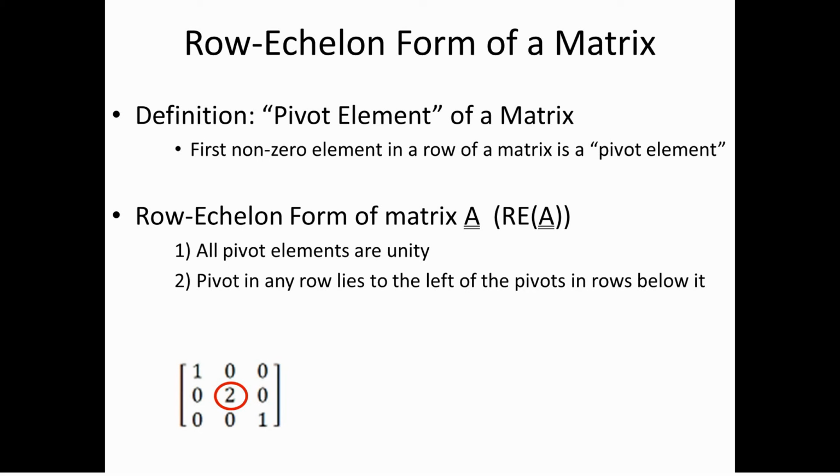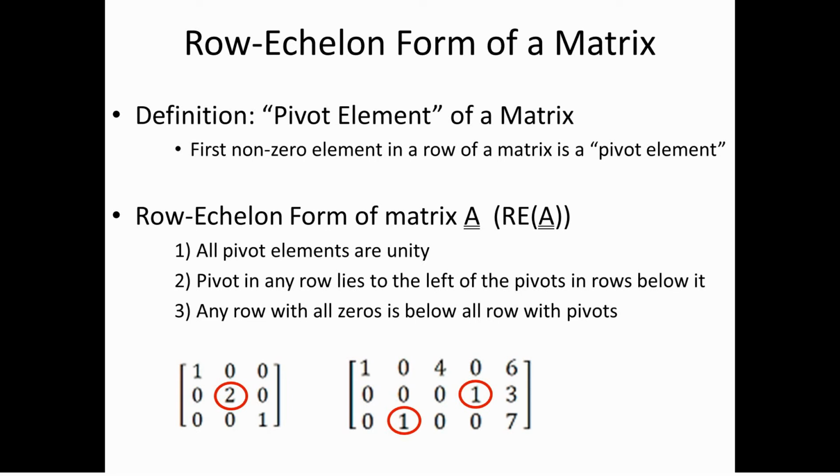Okay, next we're going to see that the pivot in any row always has to lie to the left of the pivots in all the rows below it. And that's what gives the row echelon form that triangular appearance, right? So if we look at this example, we can see that the pivot in row 2 lies to the right of the pivot in row 3. So that's not in row echelon form. However, we could easily remedy that by simply exchanging the rows, right?